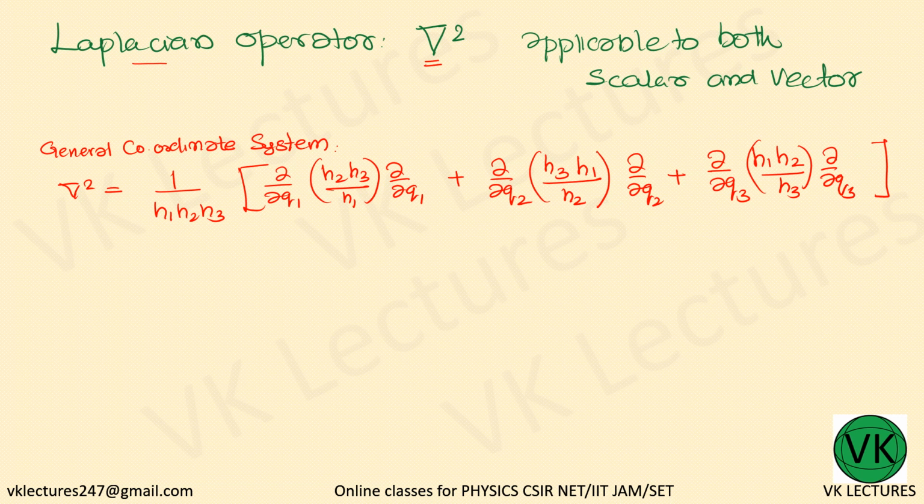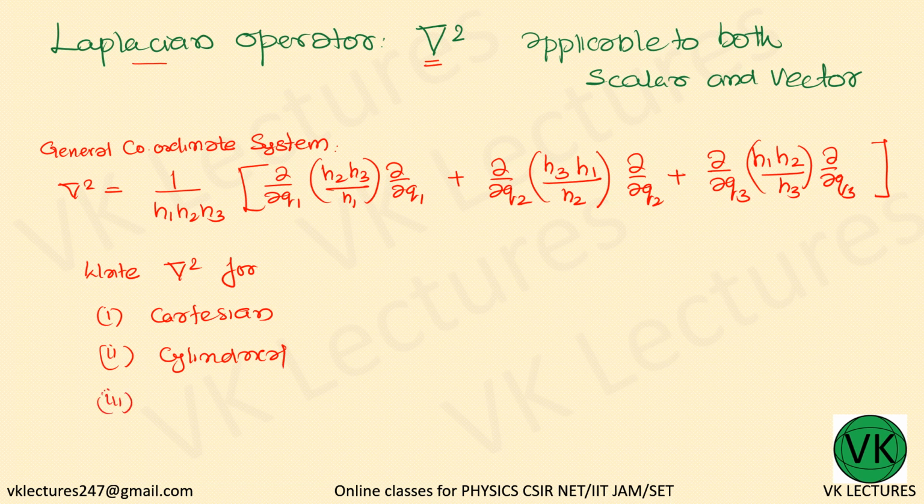So this is the del square operator. You can write del square for Cartesian, cylindrical and spherical polar. That's your work. Please continue doing.